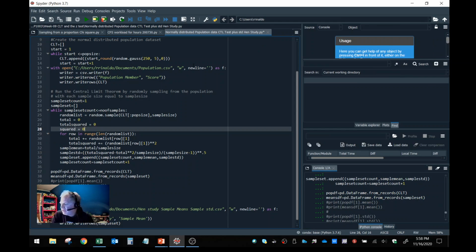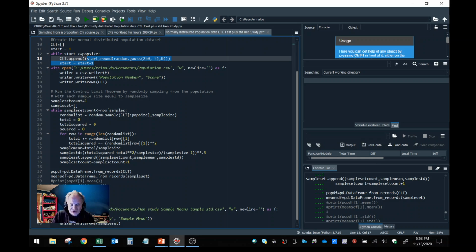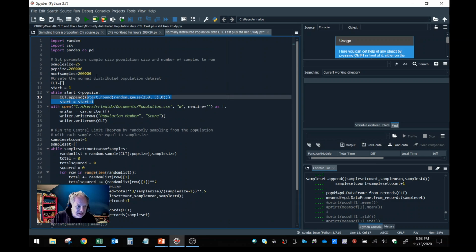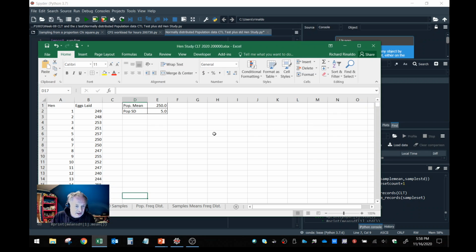I used a random number generator with a Gaussian normal distribution, and I created a population of hens. This is just an artificial population, right? I created it so that the mean was 250 eggs and the standard deviation is 5. I created a population of 200,000 chickens, right? So here is my population.